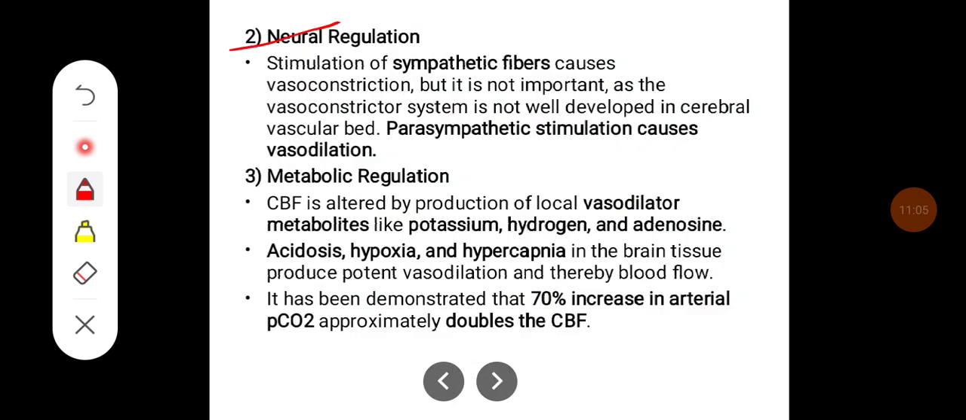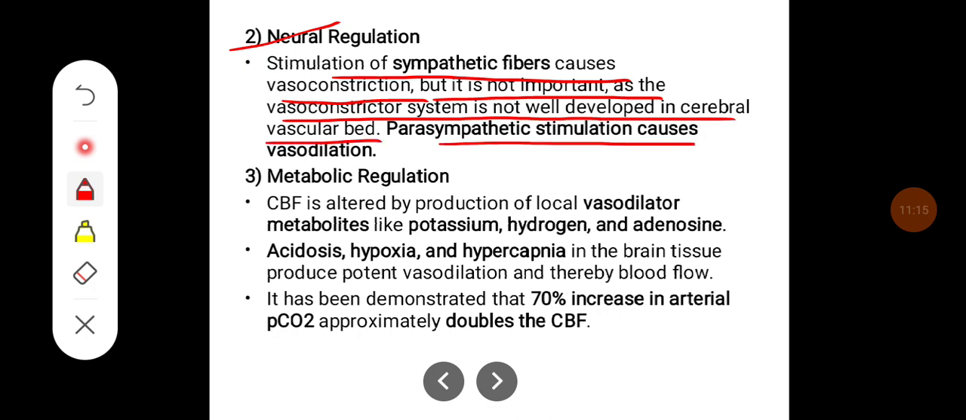Coming to neural regulation, stimulation of the sympathetic fibers causes vasoconstriction, but it is not important as the vasoconstrictor system is not well developed in the cerebral vascular bed. Parasympathetic stimulation causes vasodilatation. Then metabolic regulation. Cerebral blood flow is altered by production of local vasodilator metabolites like potassium, hydrogen, and adenosine.